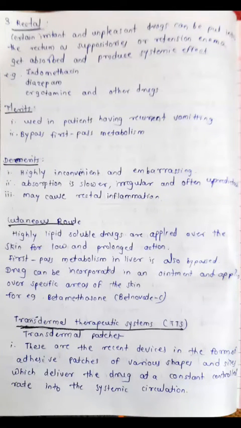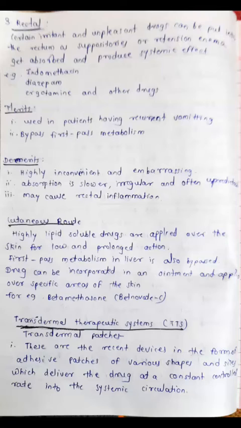Then rectal route. Certain irritant and unpleasant drugs can be put into the rectum as suppositories and retention enema, get absorbed and produce systemic effect. Then write down examples of the rectal route: indomethacin, diazepam, ergotamine, and other drugs. Merits: used in patients having recurrent vomiting. We can't use the oral route in this situation. First pass metabolism is also bypassed. First pass metabolism is not bypassed in the oral route. It is bypassed in the sublingual route. It is also bypassed in the rectal route.